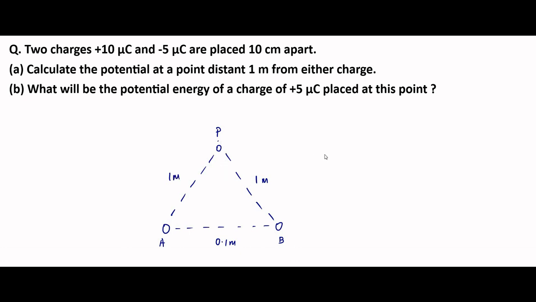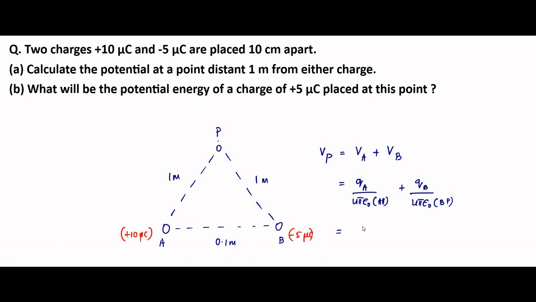The electric potential at this point P will be the electric potential due to the charge placed at A plus the electric potential due to the charge placed at B. So this will be equal to QA by 4 pi epsilon 0 AP, plus QB by 4 pi epsilon 0 BP. QA is plus 10 microcoulomb, and QB is minus 5 microcoulomb.